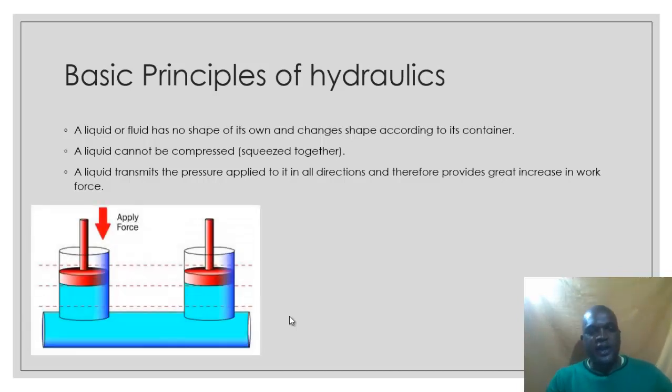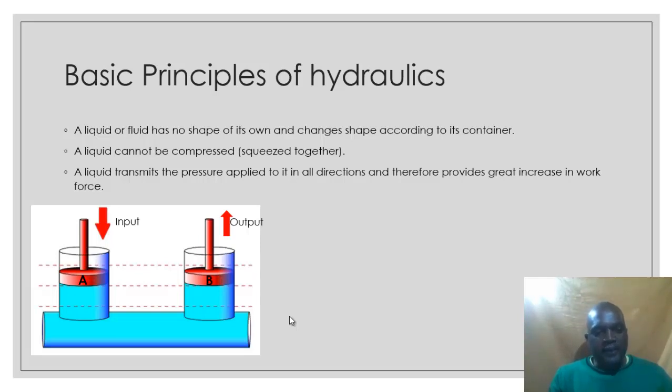Let's look at a diagram that we have here. This diagram is showing us a hydraulic system. It's showing us an input force being applied to one piston, and what we get is an output force that is applied to the other piston. So input force on piston A, and then we get output force on piston B.